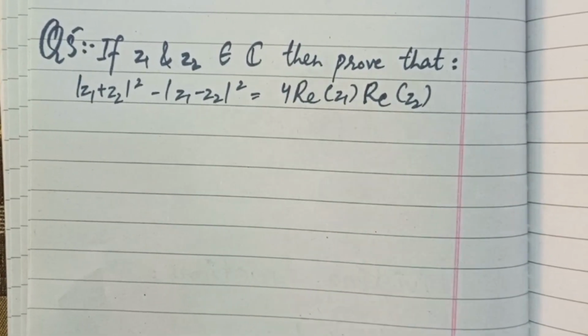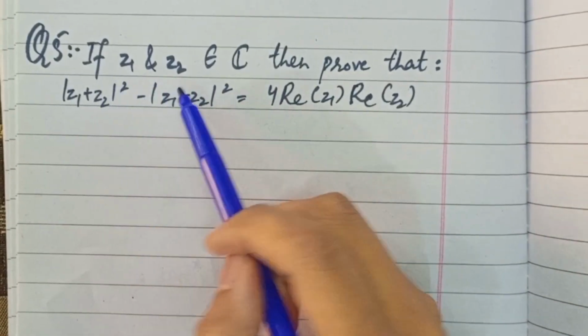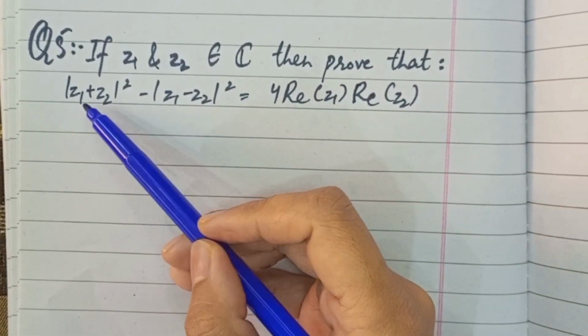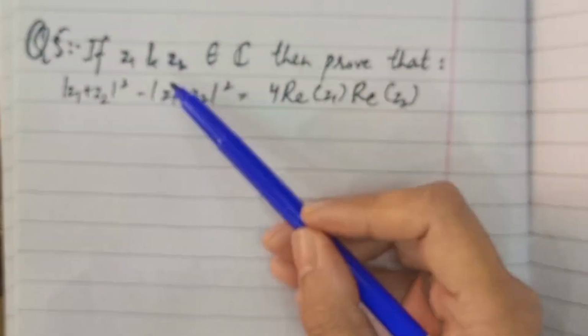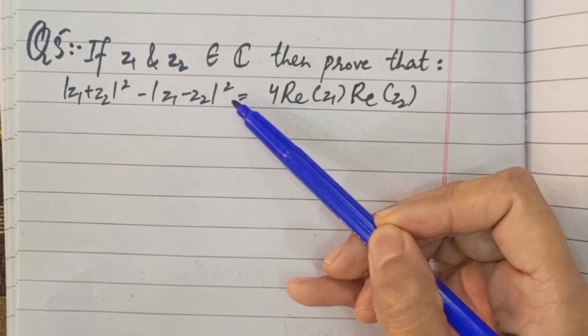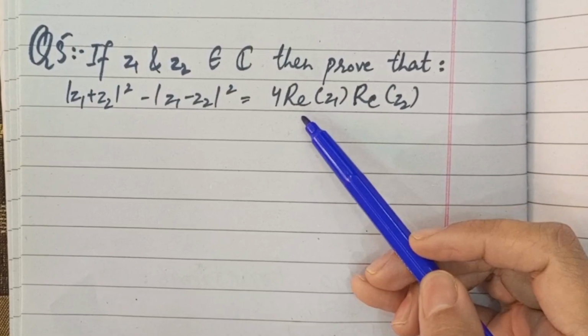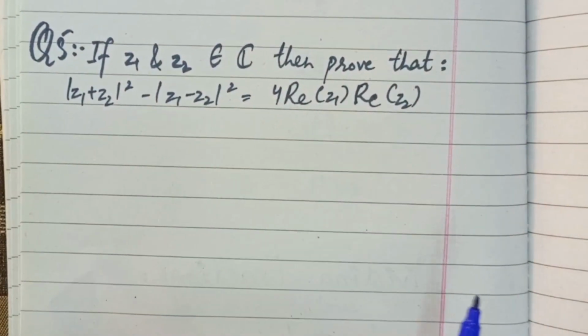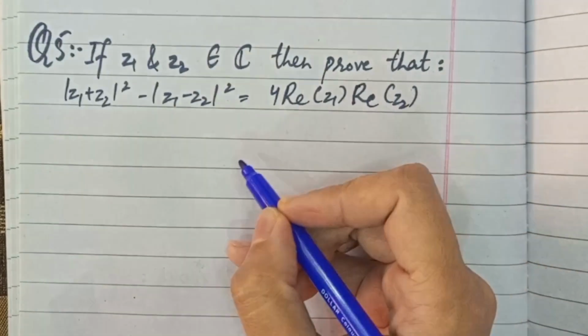So let's begin. Question number 5: if z1 and z2 belong to complex numbers, then prove that |z1 + z2|² − |z1 − z2|² is equal to 4 times the real part of z1 into the real part of z2. There are some identities which we are going to use in it.